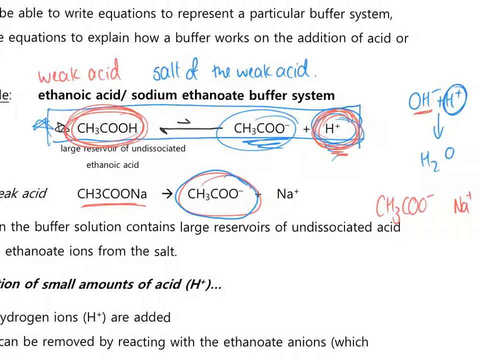Job done. So the thing is, write your two equations and then literally work out what could I do to either remove the extra H plus ions, or to create more of them if I've added an alkali and I've got rid of some of them. We'll look at a couple more examples tomorrow.